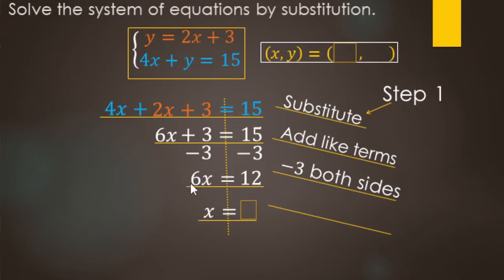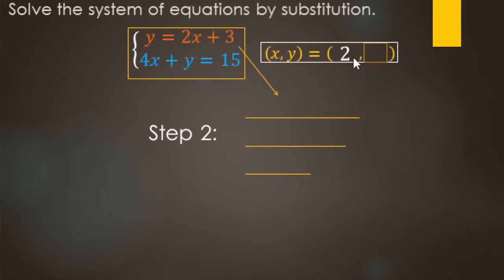Now we need to undo the times by 6 with a divide by 6. 6x divided by 6 is just 1x. 12 divided by 6 makes 2. So we found for the x variable, the value is going to be a 2.